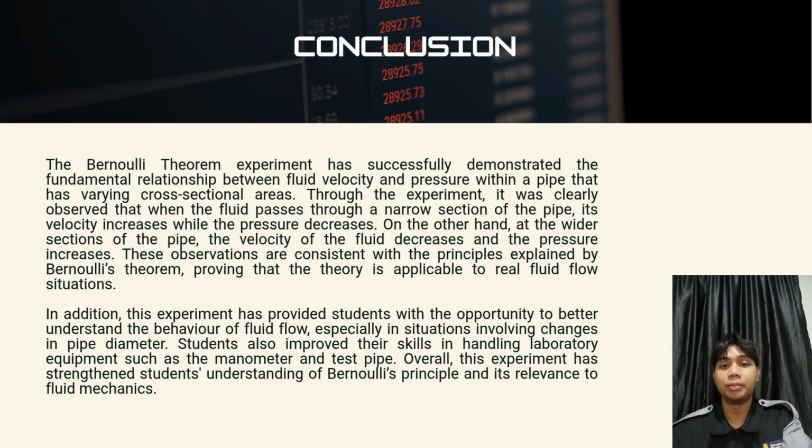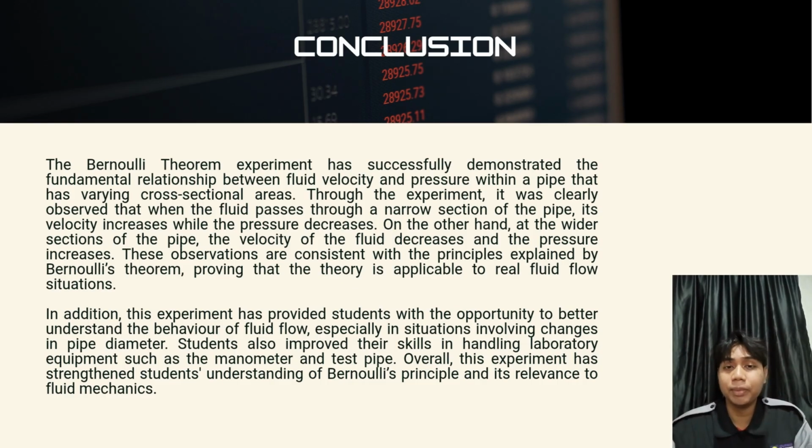The Bernoulli theorem experiment has successfully demonstrated the fundamental relationship between flow velocity and pressure within a pipe that has varying cross-sectional areas. Through the experiment, it was clearly observed that when the fluid passes through a narrow section of the pipe, its velocity increases while the pressure decreases. On the other hand, at the wider section of the pipe, the velocity of the fluid decreases and the pressure increases.